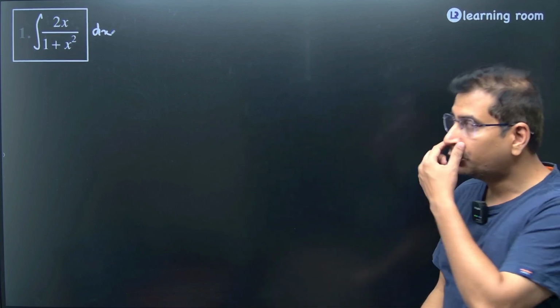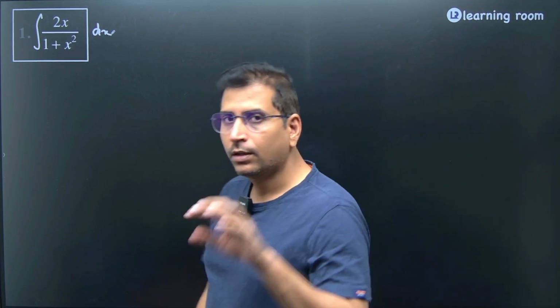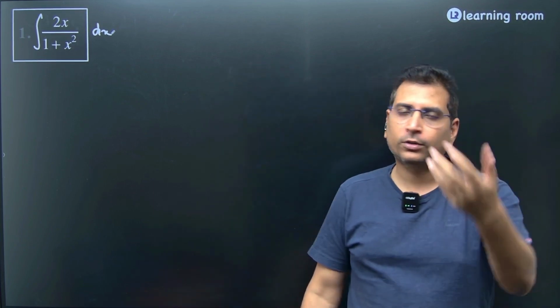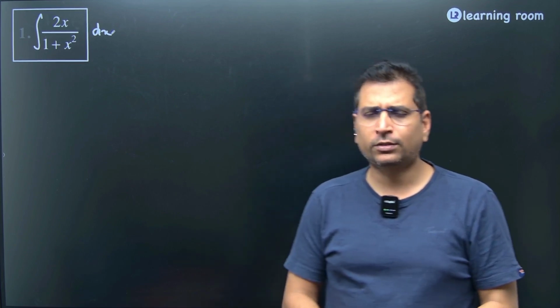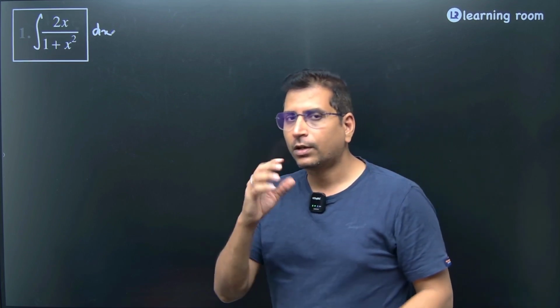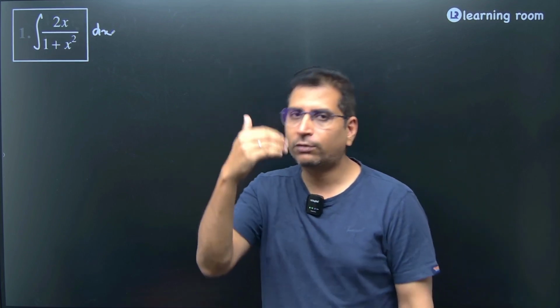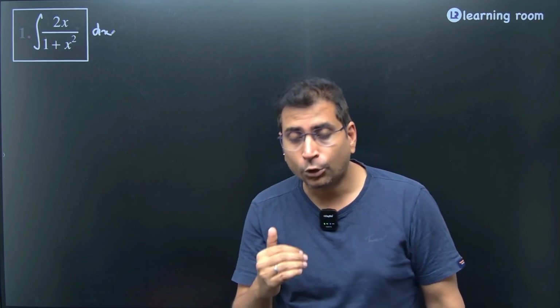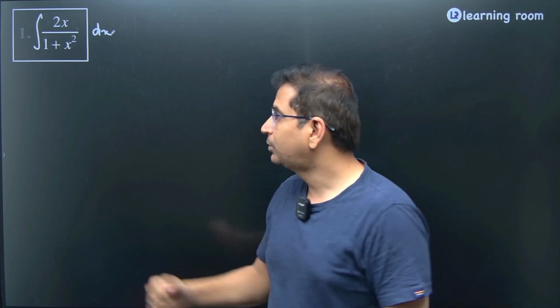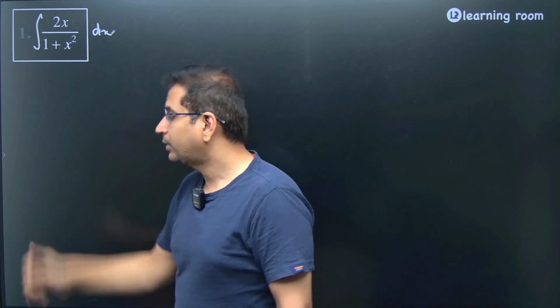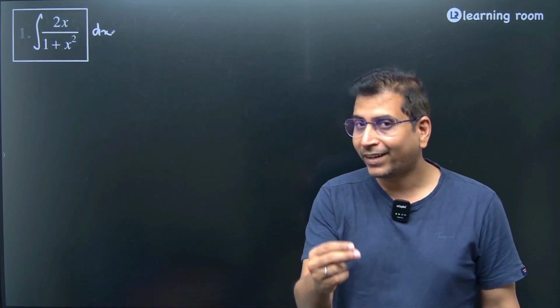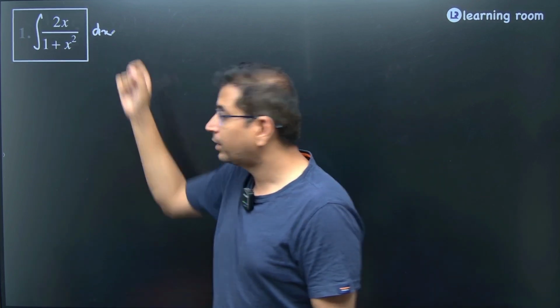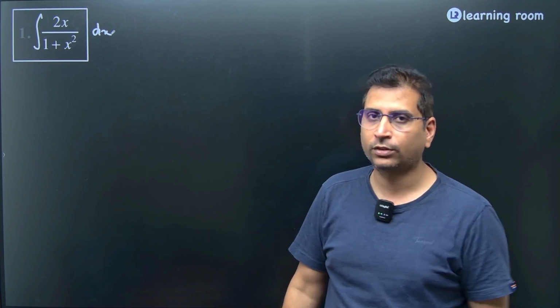So we need to solve this using the substitution method. The logic for solving any integration based problem is eliminating the denominator. Whenever you have a fraction, you always look at the relation between the denominator and the numerator. If you observe in this question, 1 plus x square is a second degree expression, and the numerator is a first degree expression, which is 2x, right?